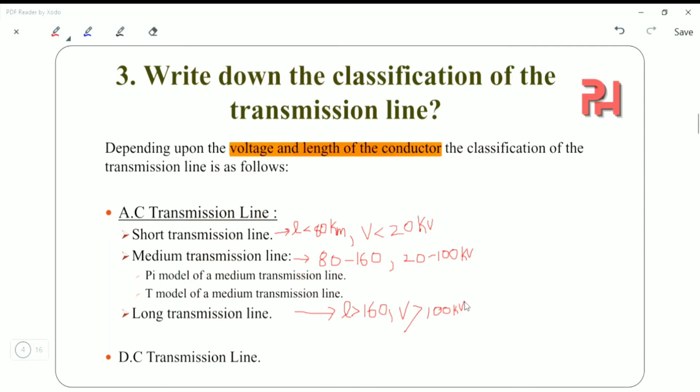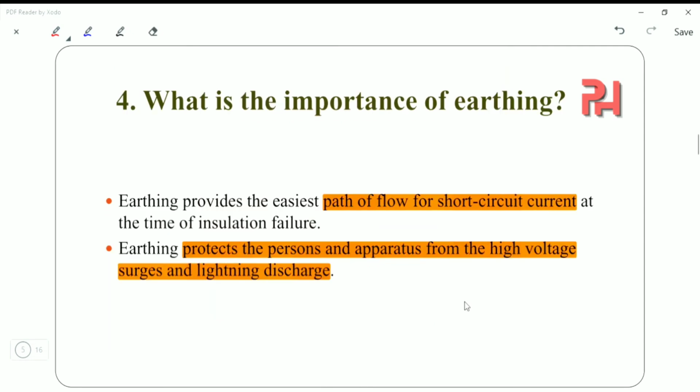Okay. So the next question is, what is the importance of earthing? There will be insulation failure at times, right? And then when a short circuit takes place, there needs to be a path of flow for the short circuit current. So earthing provides the easiest path of flow for short circuit current, and also it protects the persons and the apparatus from high voltage surges and lightning discharge.